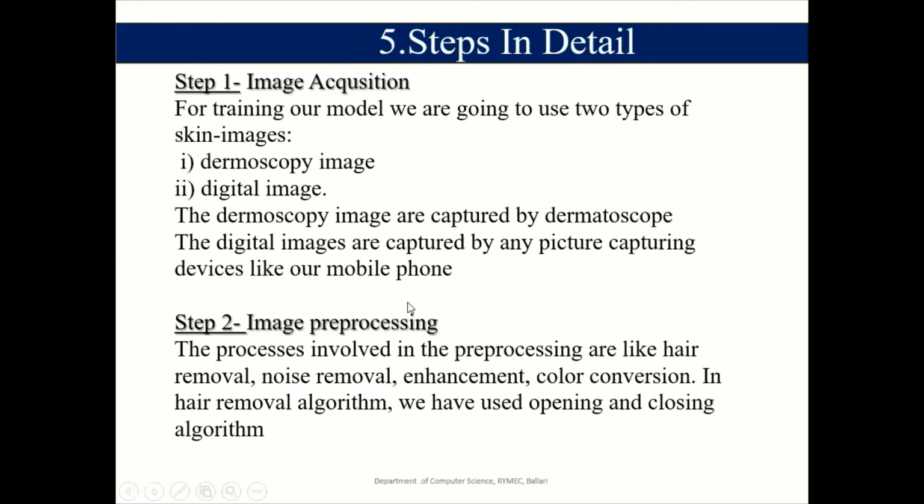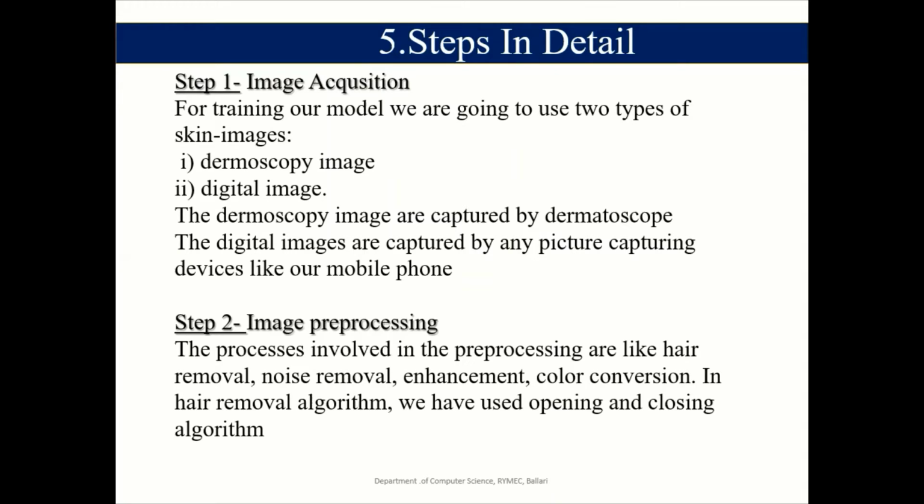So these are the steps in detail. The first step, as I've already told, is image acquisition. Here, we are going to make use of two types of images: dermatoscopy image and digital image. A dermoscopy image is captured by a dermatoscope, and a digital image is captured using any electronic device, which can be a mobile also. The image captured by the dermatoscope has better focus on the region of interest, whereas the image captured by a mobile phone has less focus on the region of interest.